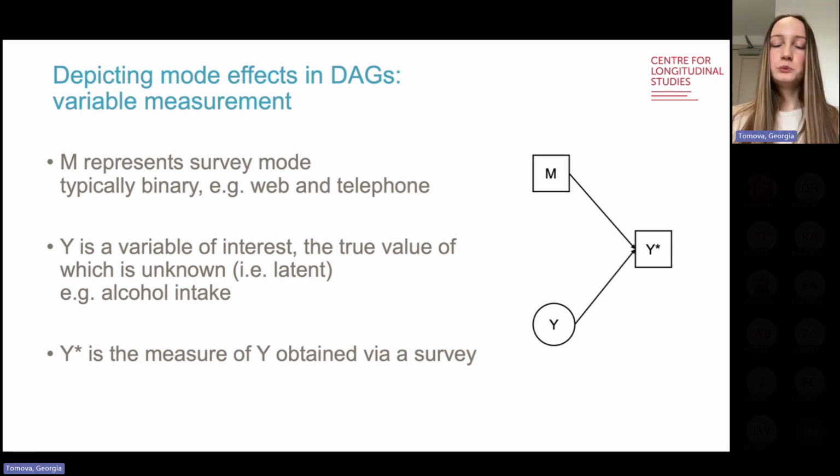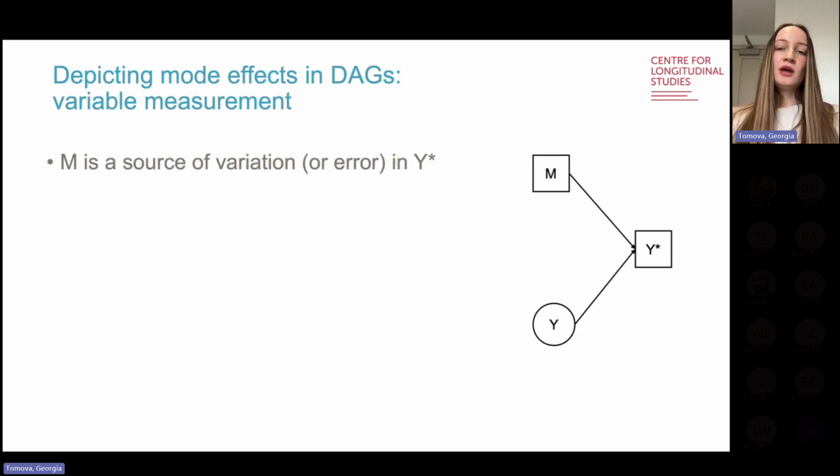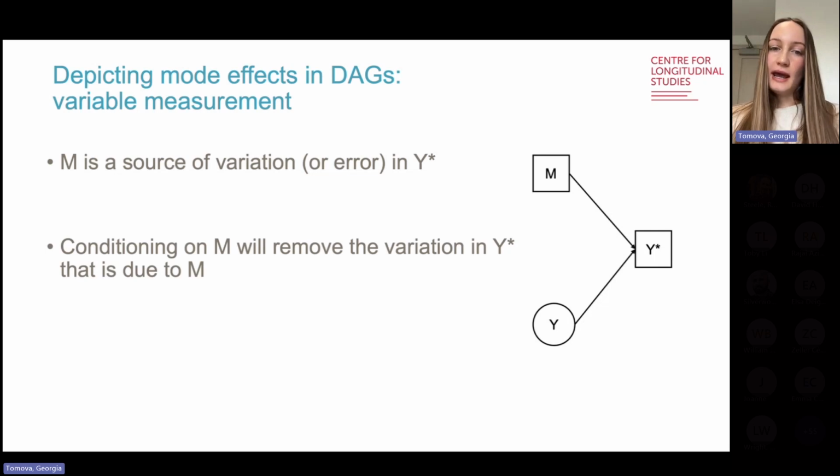Y star. Now, in this example, we can see using this DAG that M or mode will be a source of variation or error in the measured version of Y, so in Y star. But if we were to condition on M, we can remove this variation in the measured variable that is due to differences in survey mode. And this is quite straightforward. You know, Y star conditional on M is Y in this example.